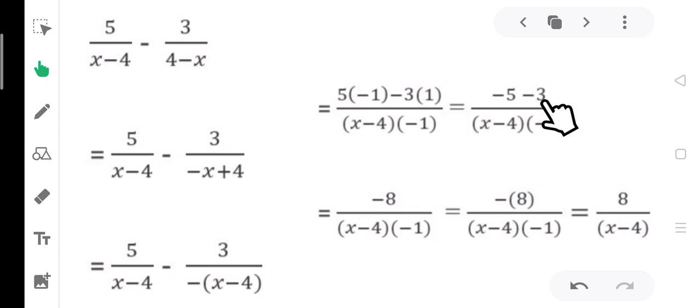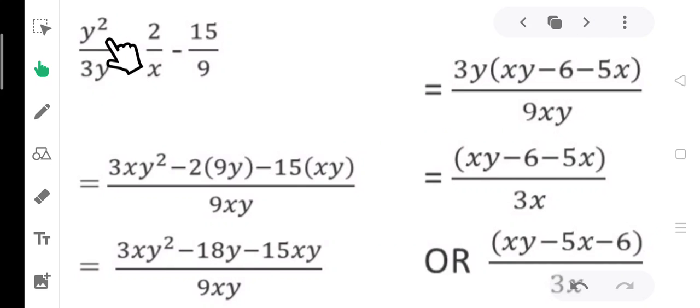Then negative 5 minus 3, that is negative 8. Copy the LCD. Alright. And then negative 8 is still factorable. The factors are negative 1 and 8. This is understood as negative 1 here outside the parentheses. So negative 1 times 8 over x minus 4 times negative 1. So we can see common factor. We have negative 1 here and negative 1 here. We can cancel them out. So what it means is 8 over x minus 4. So this is our final answer.